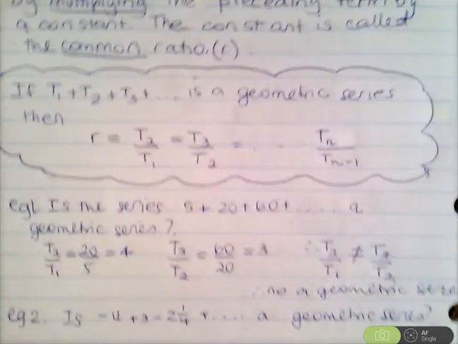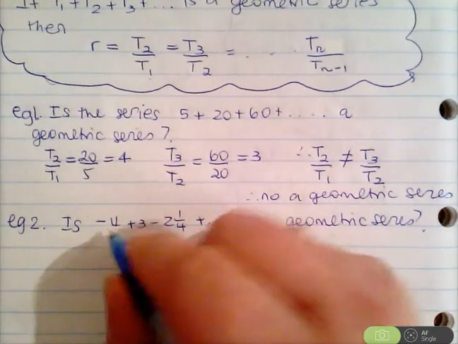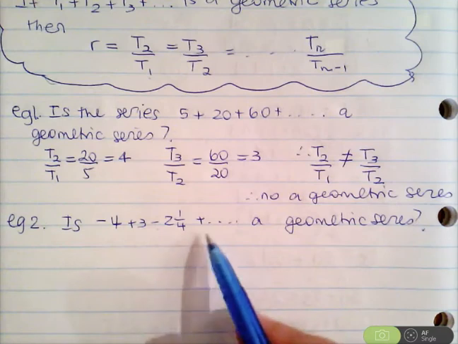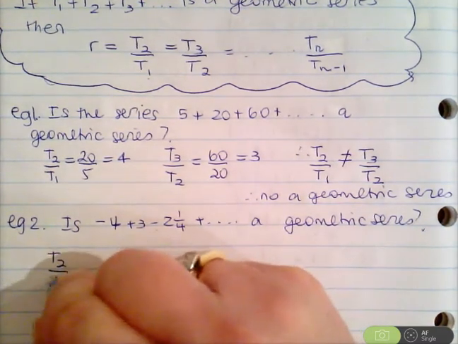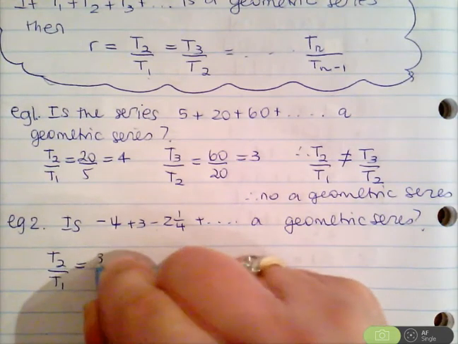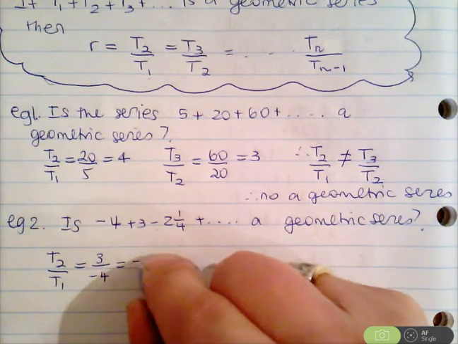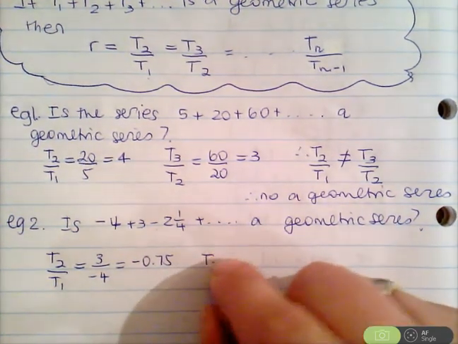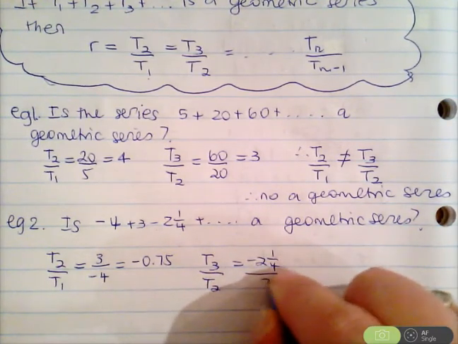Let's look at another example. Here is our second example: is the following, -4 plus 3 minus 2 1/4 plus ... a geometric series? Well, let's look at term 2 divided by term 1. That's 3 divided by -4, which is -3/4, or you can just put -0.75. And let's look at term 3 divided by term 2. That's -2 1/4 divided by 3.